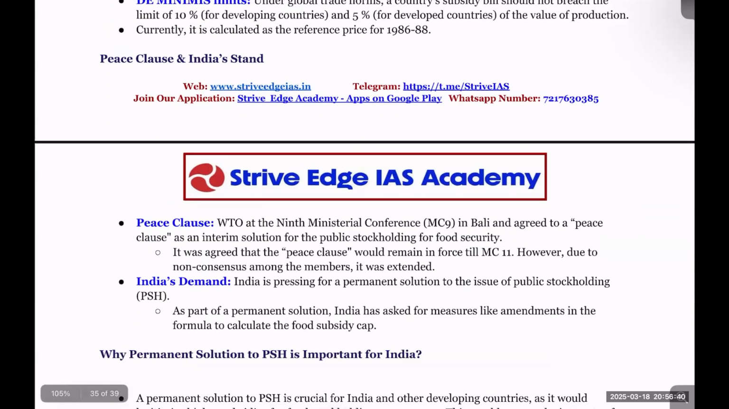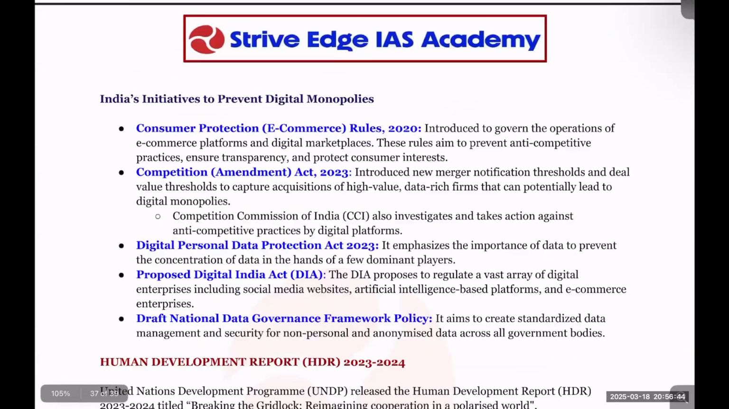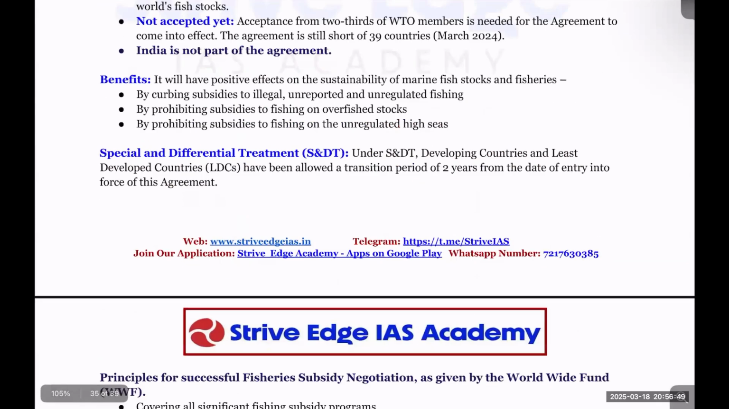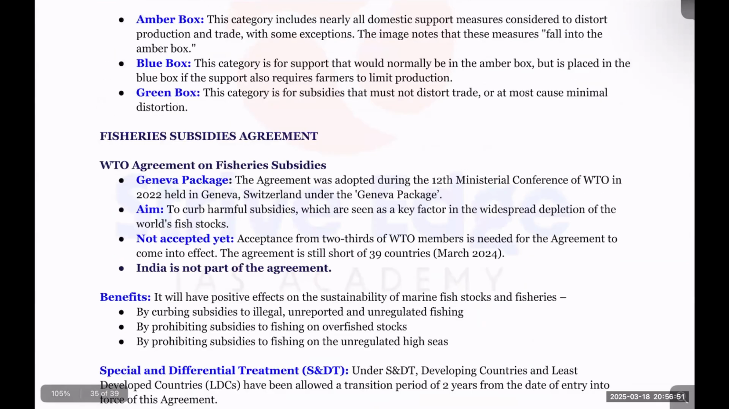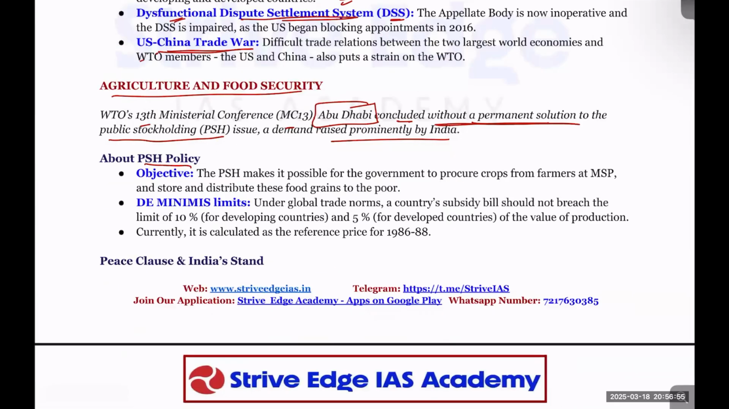What are the things that are still remaining? There are a number of topics that are still remaining. What is this public stockholding policy? Its objective is to make it possible for the government to procure crops from farmers at MSP and store and distribute these food grains to the poor.